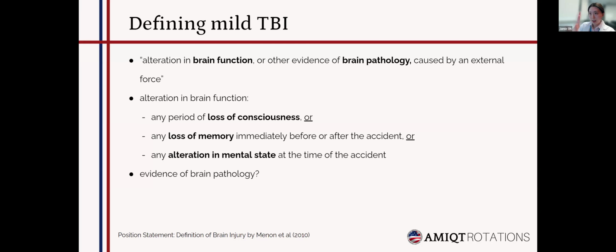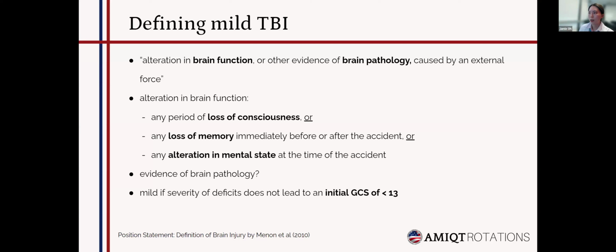And the second part, other evidence of brain pathology, this refers to evidence on imaging or lab work. So without any of these features, alteration in brain function or evidence of brain pathology, you have just a head injury and not a traumatic brain injury.